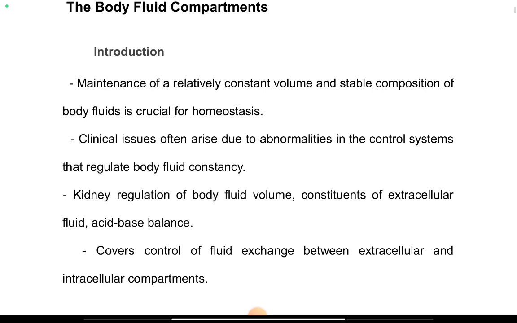Now, as I said, all these fluids exist in compartments, and communication exists between these compartments. Now, let's quickly look at the fluid compartments.